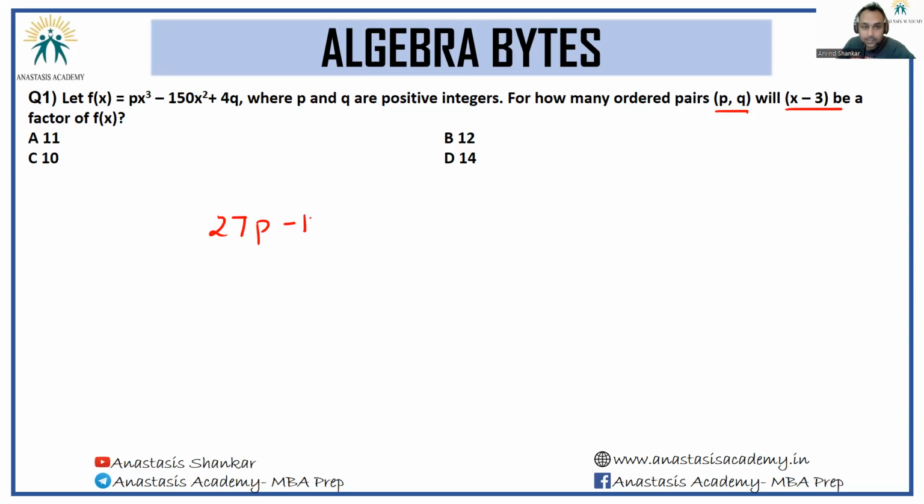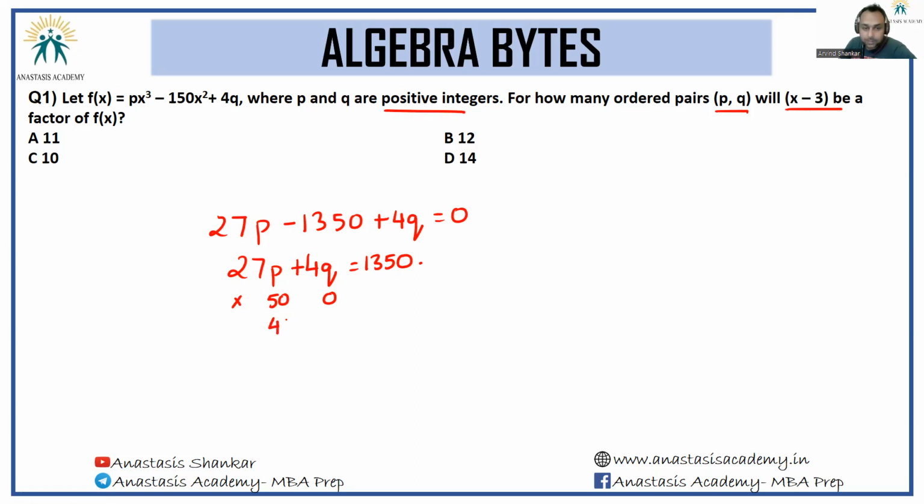27p minus 1350 plus 4q should be equal to 0, or 27p plus 4q should be equal to 1350. We have to identify how many solution sets would come here. The first case I can see is p equal to 50 and q equal to 0. But of course, this is not an acceptable case, for the simple reason that we need p and q to be positive integers.